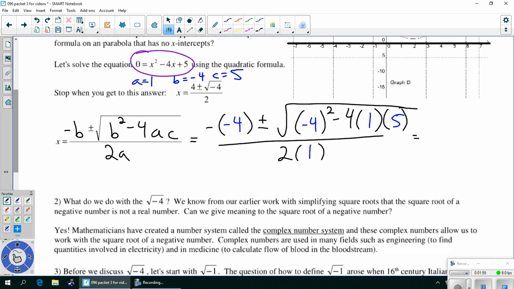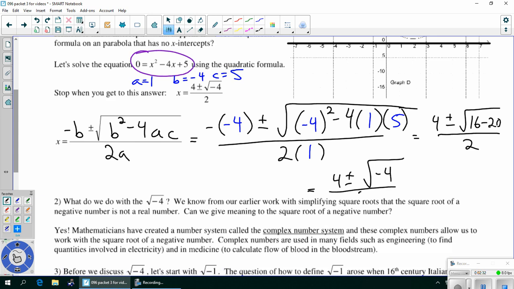Let's do some arithmetic now. Negative b is 4, plus or minus square root of -4 squared. Careful, is that positive or -16? It's positive. Minus 4 times 1 times 5, that's 20, all divided by 2. Equals 4 plus or minus the square root of -4, all divided by 2. Well, that is problematic, because we know that the square root of -4 is not a real number. And so we're stuck.